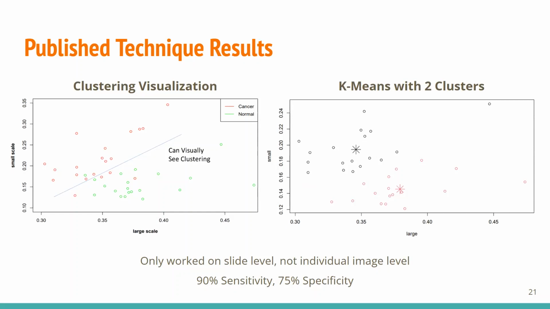So we used k-means with two clusters, algorithmically taking apart the two data sets. And with this, we got 90% sensitivity and 75% specificity for cancer. Those values are from the cancer calculation as the positive. And this only worked on a slide level, so it was the average across all 8 images. It didn't really work on the individual image level because of variations in the anisotropy factor within one image.